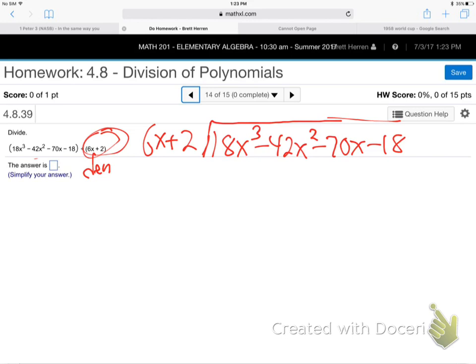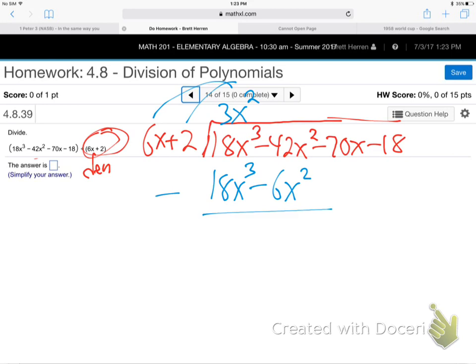Okay, so what goes up here is 3x squared, right? Goes to both. And that'd be 18x cubed minus 6x squared. Good so far? Draw your line, subtract, which means change both signs, really. Becomes a negative, becomes a positive, doesn't it? Right? Because you're subtracting the 18, so it's negative. Subtracting the negative 6, which makes it plus. Changes the signs.